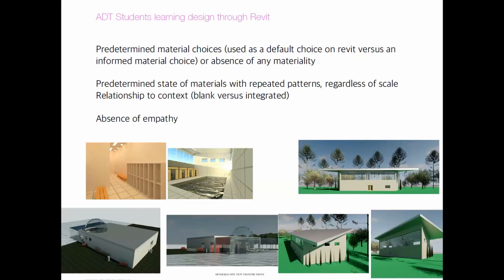Creating spaces with predetermined state of materials with repeated patterns regardless of scale. Relationship to context, so a lot of buildings that are not connected to the surroundings, and absence of empathy, particularly demonstrated with the absence of any human presence in the spaces that they design.